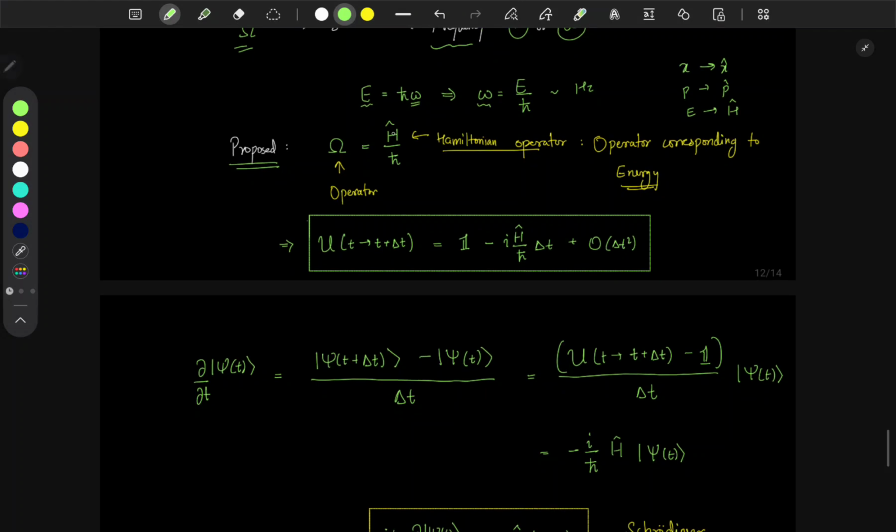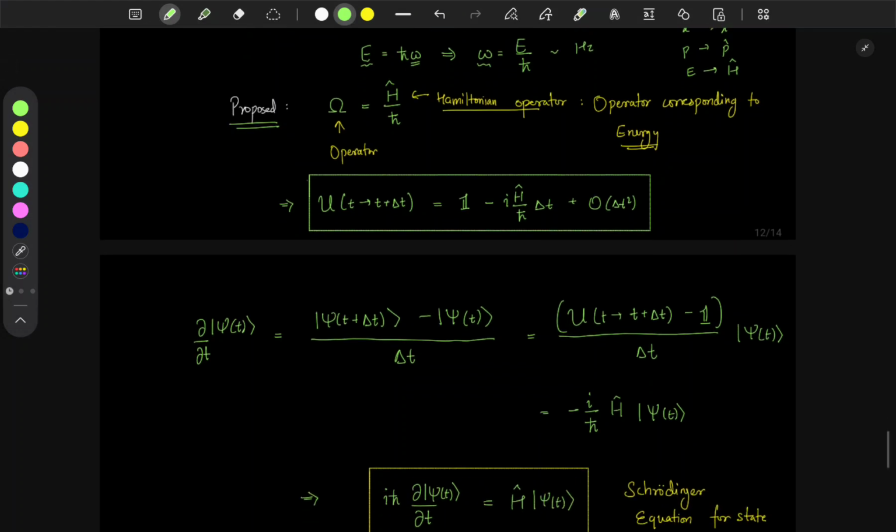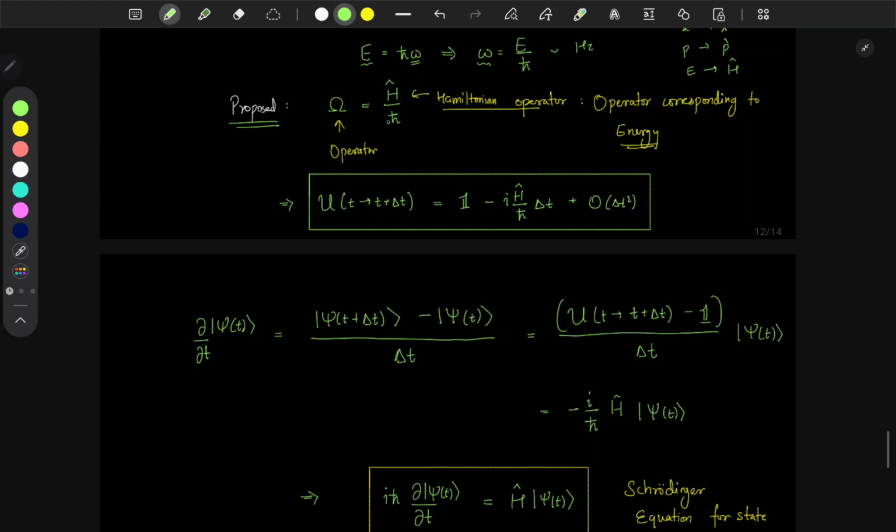Now we put this H hat to represent that it's an operator. You must have seen it in your school days, but later we will draw this hat symbol; for now let's just keep it there. And once you put omega equal to this, you can write the time evolution operator, up to first order, as the operator which takes from time t to t plus delta t: identity minus i H hat over h bar delta t, plus some higher order terms.